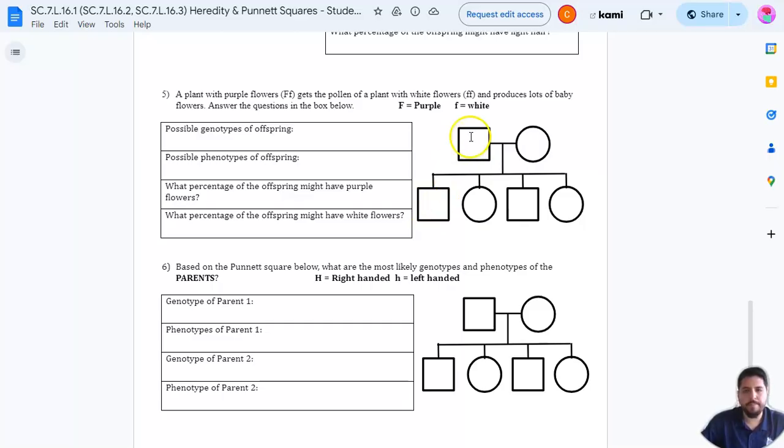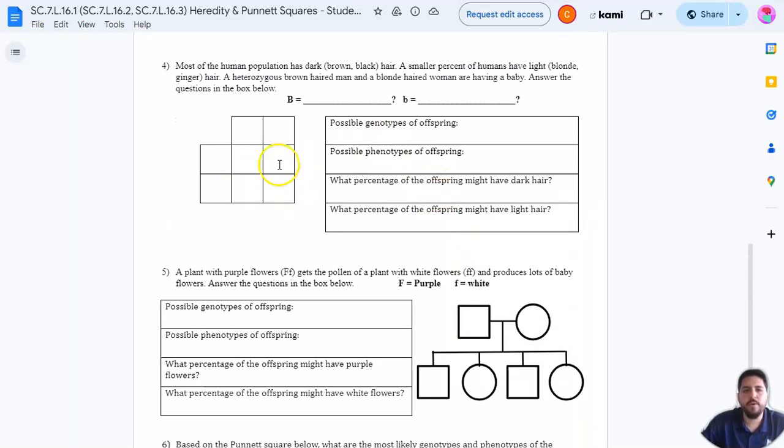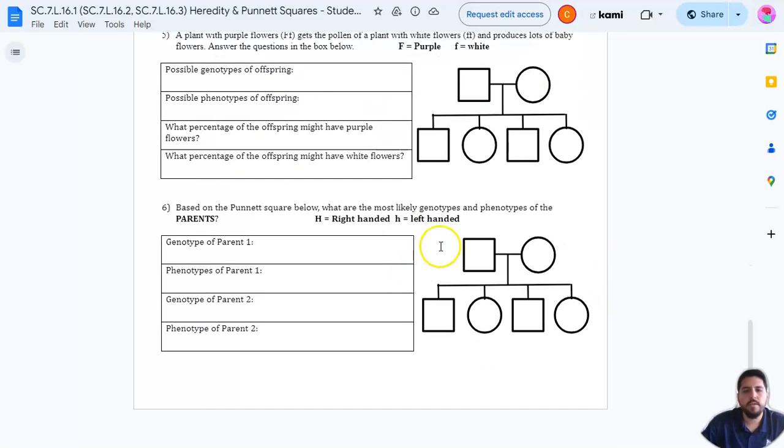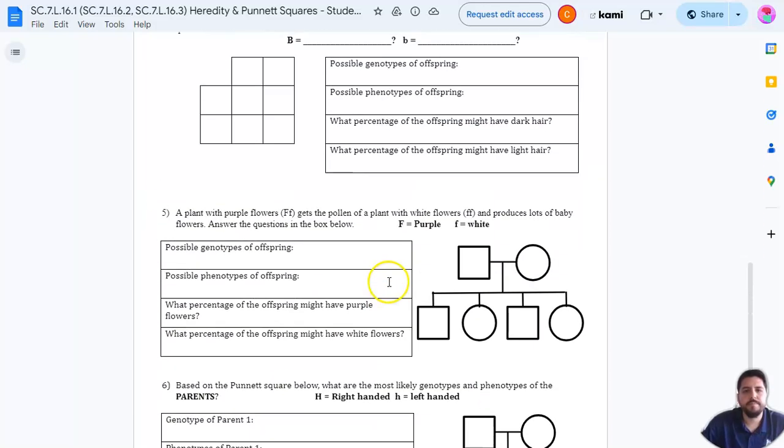So at the top, we'd have the first one for that one, first one for this one, and then the first one for this one, and the first one for this one. Then the second one here would go here, and the second one here would go here, and the second one here would go there and there. Okay, again, same idea. We're crossing the parents to see what the offspring show. If it's easier to do it in the boxes, just draw the boxes. Okay, and then do the same thing for this one. That should be it for the we do section.